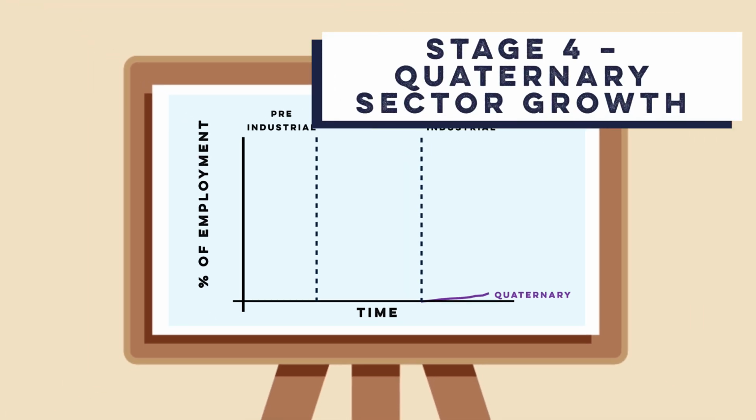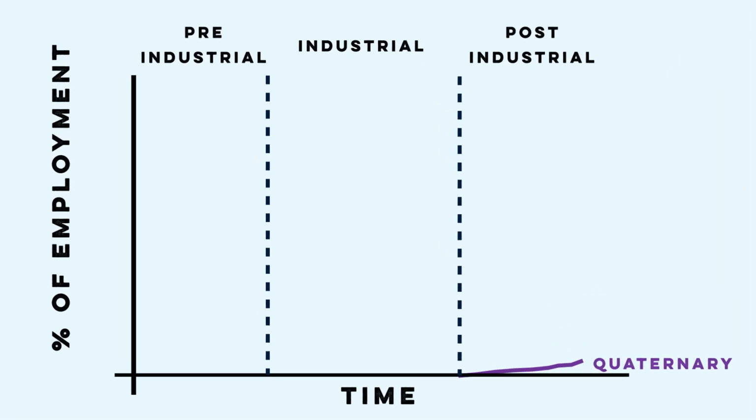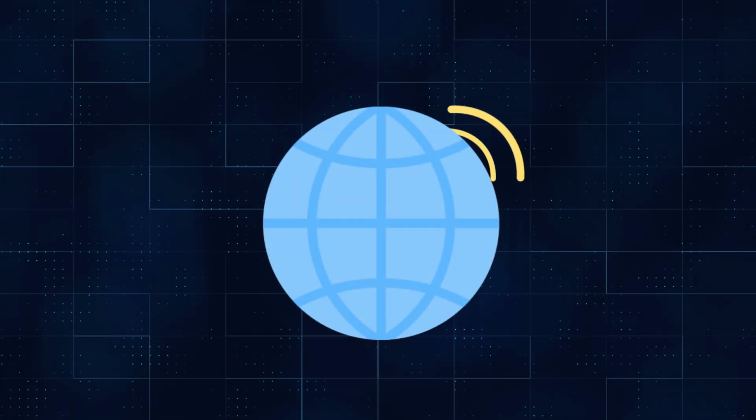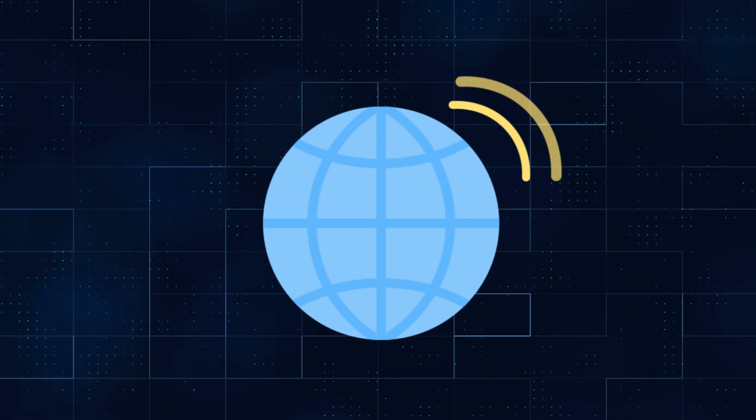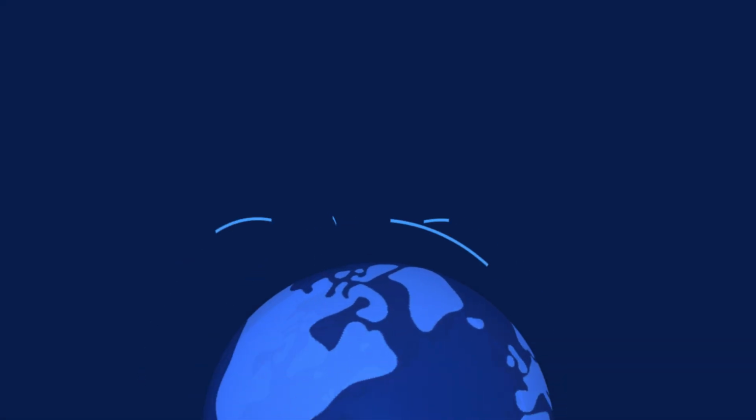Stage 4 is the quaternary sector growth. Some versions of this model include a fourth stage where the quaternary sector grows. This includes knowledge-based industries such as IT, research and finance, high-skilled jobs, and innovation in technology. This reflects modern economies becoming more information-driven.